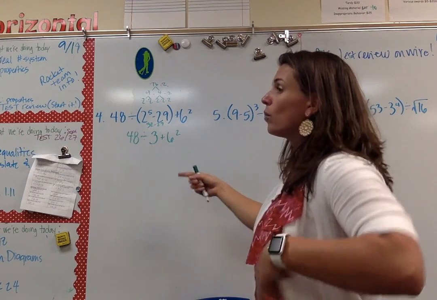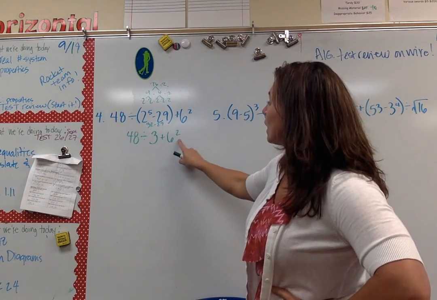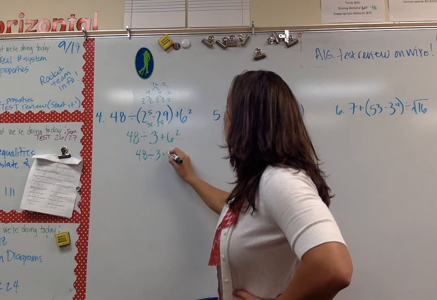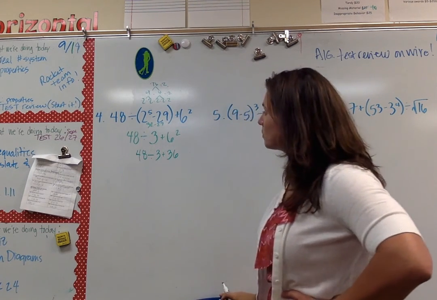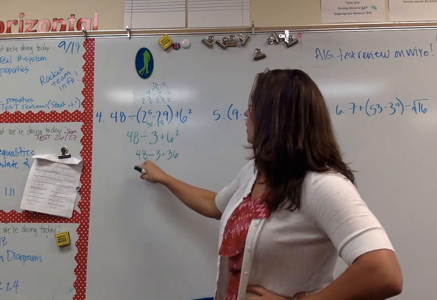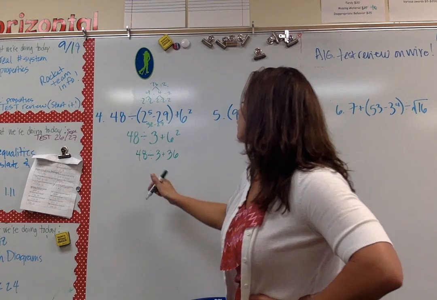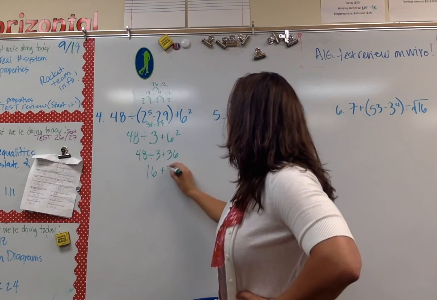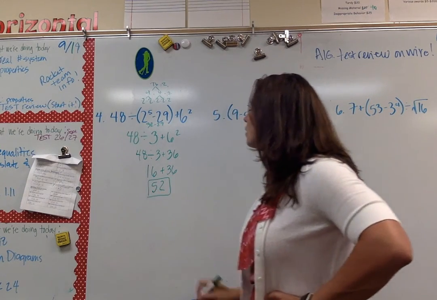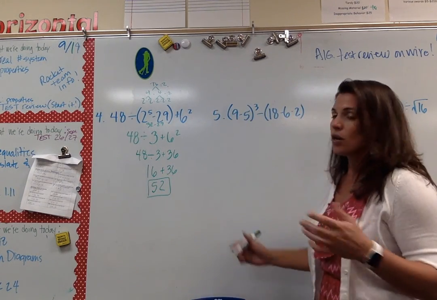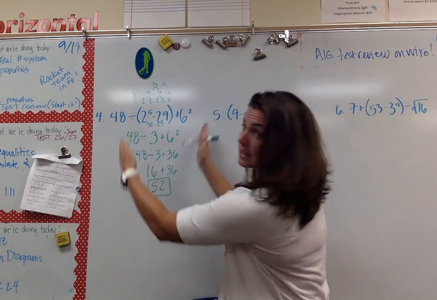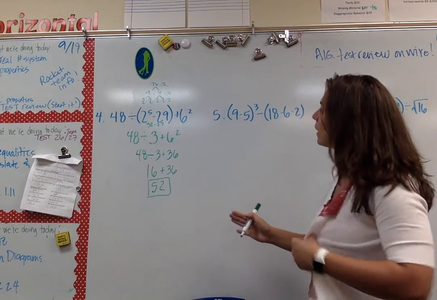And now I start over, order of operations. Exponents are right here. So I'm going to rewrite and get 48 divided by 3 plus 36. And division and addition are left, so I'm going to go in order. Division comes first, so 48 divided by 3 is 16, and 16 plus 36 is 52. So my answer to number 4 is 52. Notice it's like a funnel coming down. It starts big, and then I simplify it down to one final answer.